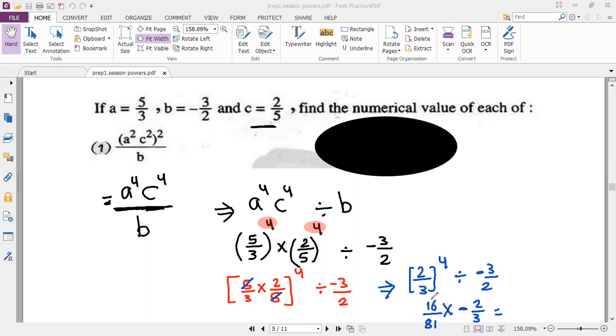We don't have any common factors between them. So multiply 16 times negative 2, which is negative 32 at the top, and at the bottom, 81 multiplied by 3: 3 times 1 is 3, and 3 times 8 is 24. So we ended up with negative 32 over 243.